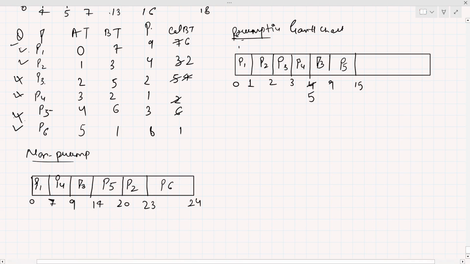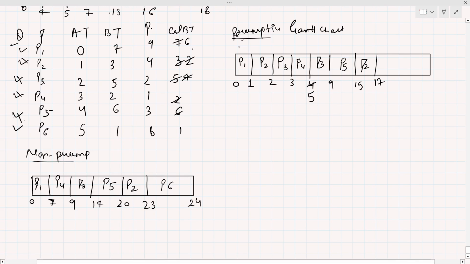Now the processes left are P1, P2 and P6. The highest priority process is P2, so P2 will get the CPU. From 15, the completion time for P2 will become, add 2 to 15, you will get 17. So now P2 is also completed.